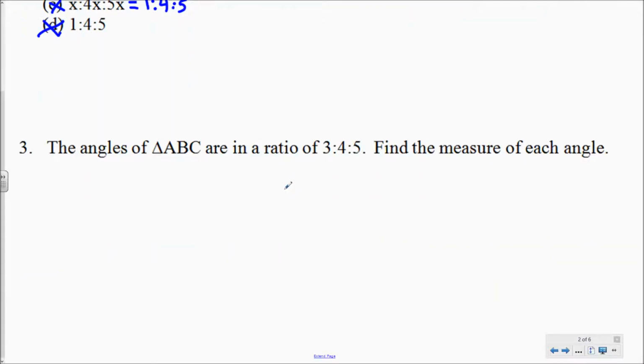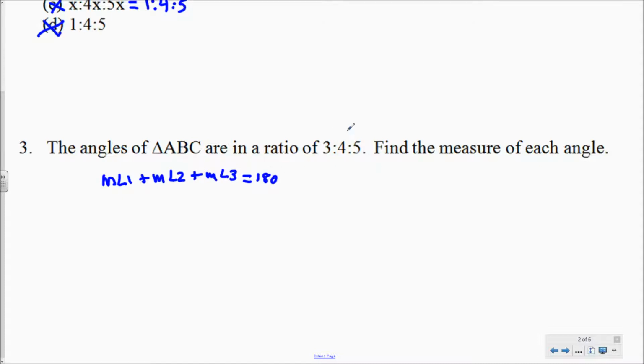Looking at question 3, it says the angles of triangle ABC are in a ratio of 3 to 4 to 5. Find the measure of each of the angles of this triangle. Well, the question is, can these angles actually be just the numbers 3, 4, and 5? And unfortunately not. I'm relying on a fundamental idea which we've studied earlier in the year, that the measures of the three angles of a triangle must add up to 180 degrees.